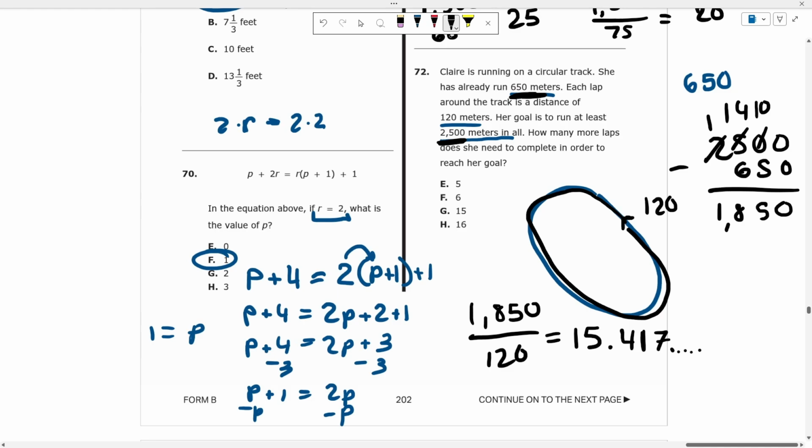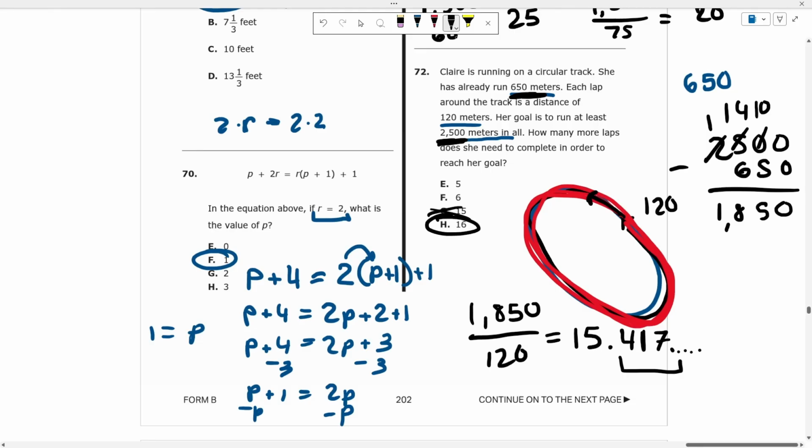What you need to know is that in order for her to complete her goal, she runs 15 whole laps. So she goes around and around and around the circle, right? 15 whole times. And then she runs just a tiny bit extra. She runs 4.17 extra. But in order for her to complete her goal, she needs to run at least 16 laps.